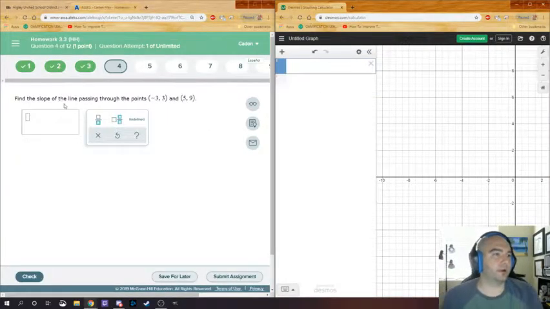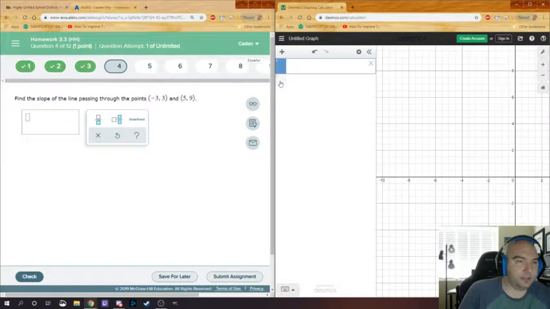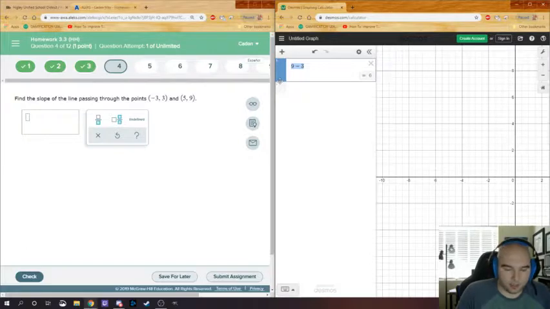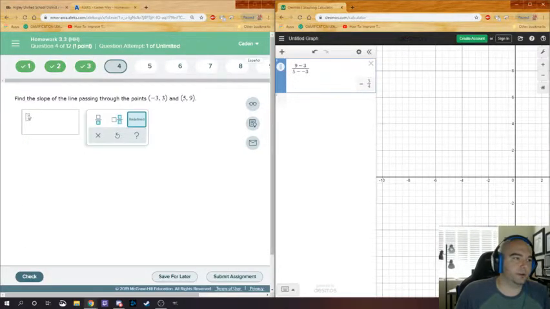Alright, passing through these points. So I'll set it up: y2, 9, minus y1, 3. You'll notice I'm selecting all before I hit divide because that puts it all over. And then x2, 5, minus negative 3. 0.75, which is 3/4.